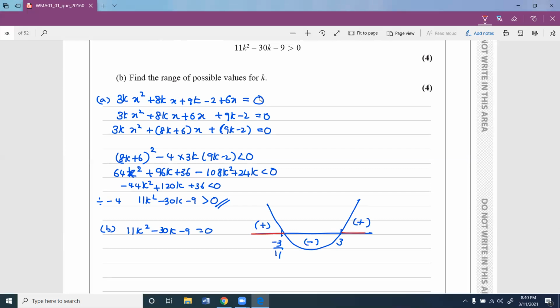Then you can write the answer for k is less than minus 3 over 11, this range, and k is greater than 3, that is this range. That would be the final answer for this quadratic inequality. That's a way of getting this answer.